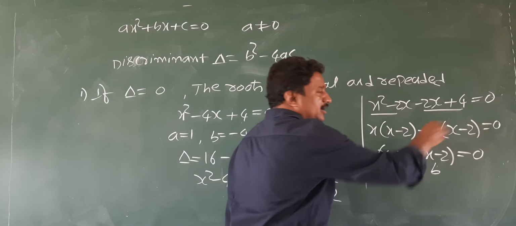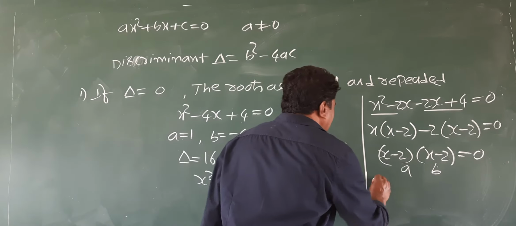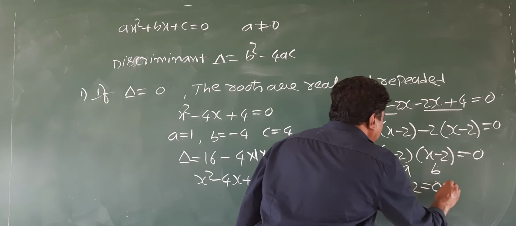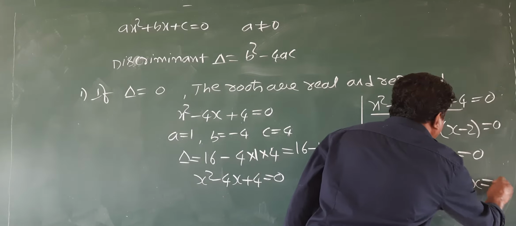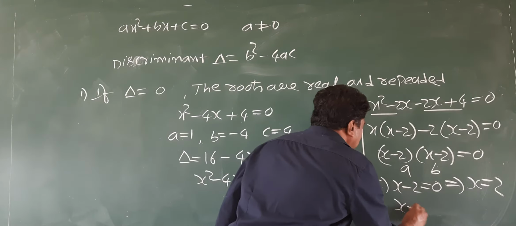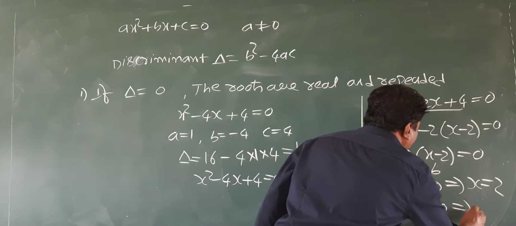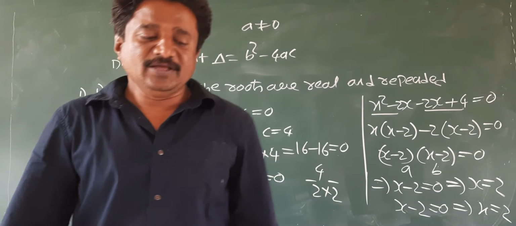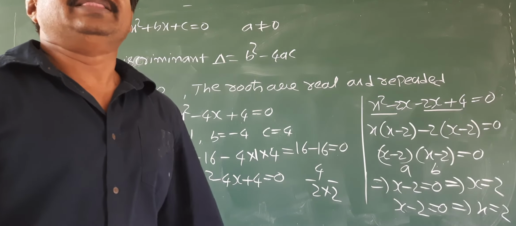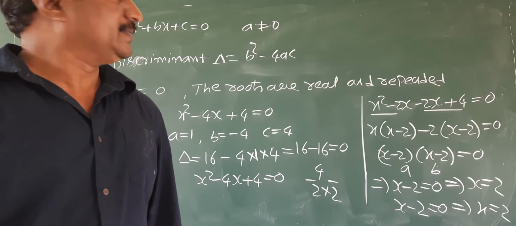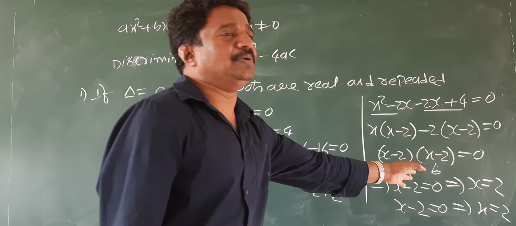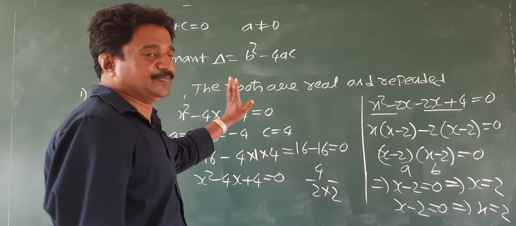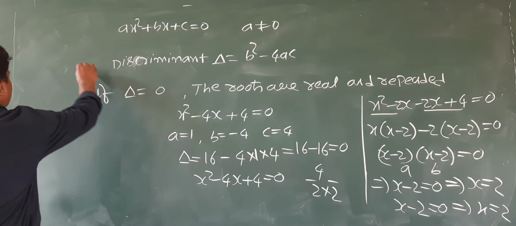So ab equals 0 implies either a equals 0 or b equals 0. x minus 2 equals 0, that implies x equals 2. One more, x minus 2 equals 0, that implies x is equal to 2. Look at this, students, we are getting the same roots, that means repeated roots. This repeated root happens when the discriminant becomes 0. So this is condition number 1.